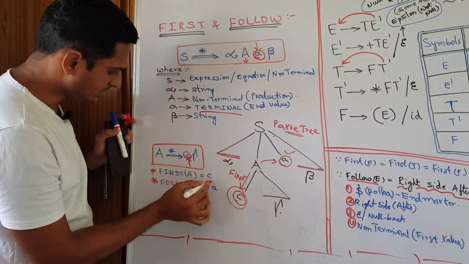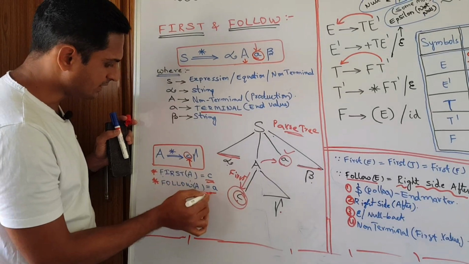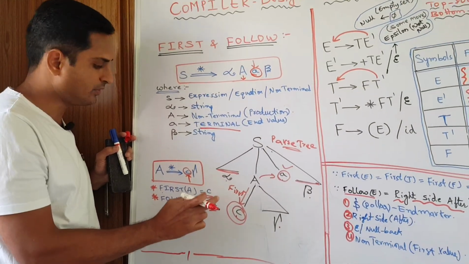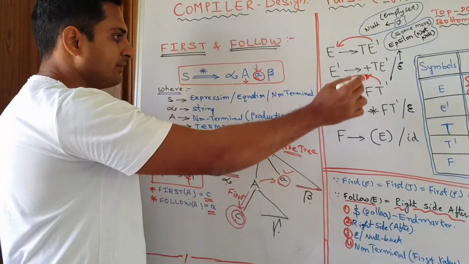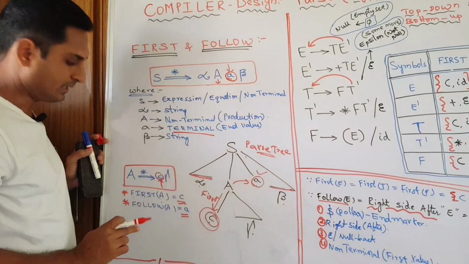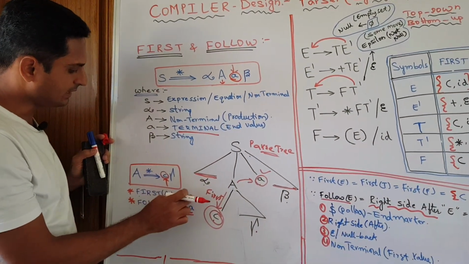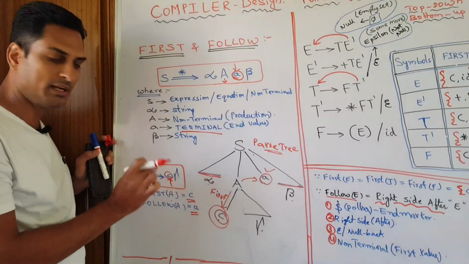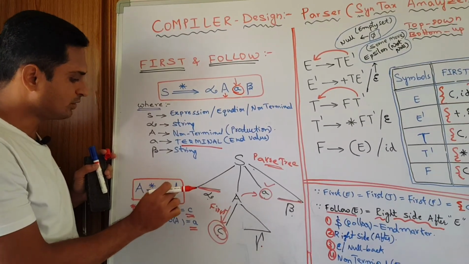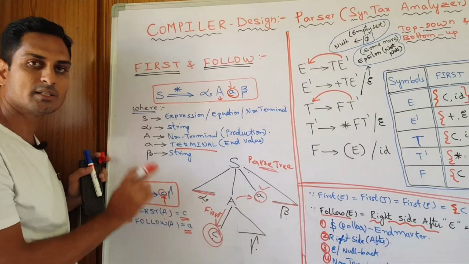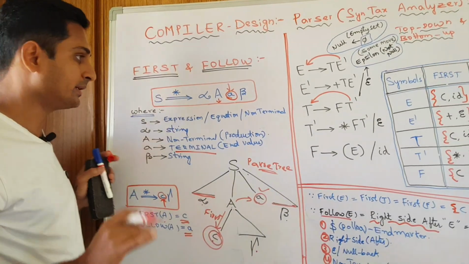See, first of A is c, follow of A is small a. We need to find out this. If we know this exactly, then we can solve the problem easily, right? First of A is c, because A is a non-terminal, it has small c into gamma. Small c is a terminal. We need to take terminal values only, right?